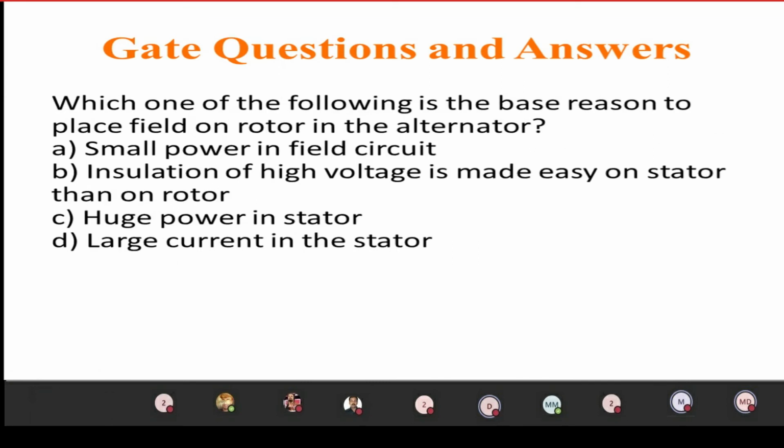Which of the following is the base reason to place the field on the rotor in the alternator? Let me read once again. Which one of the following is the base reason to place the field on the rotor in the alternator?